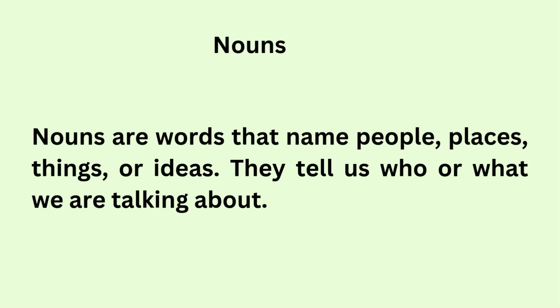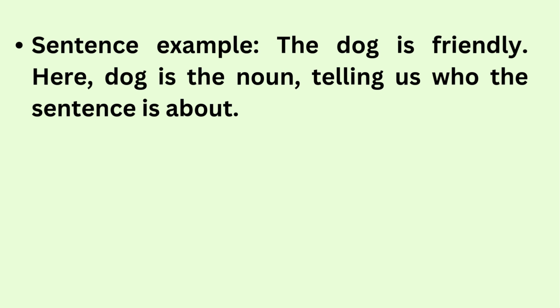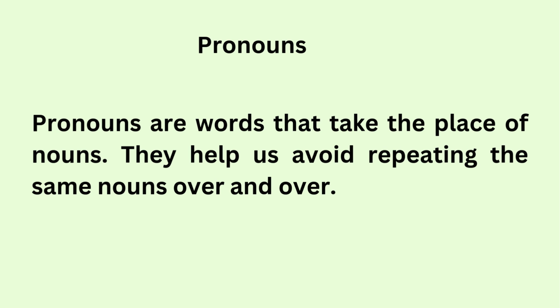Nouns. Nouns are words that name people, places, things, or ideas. They tell us who or what we are talking about. Examples of nouns: dog, city, book, happiness. Sentence example: the dog is friendly. Here, dog is the noun telling us who the sentence is about.